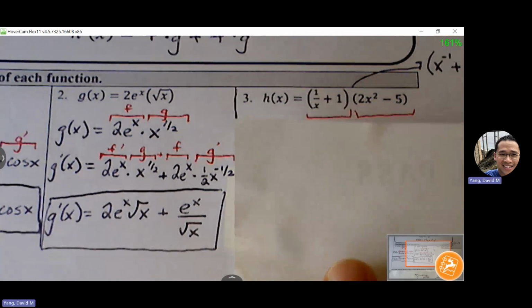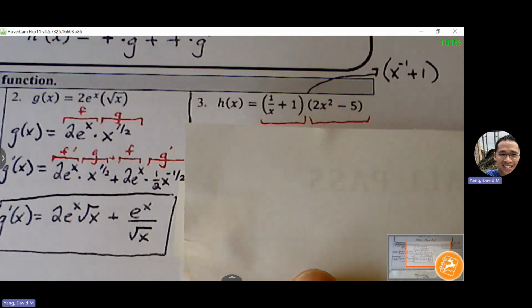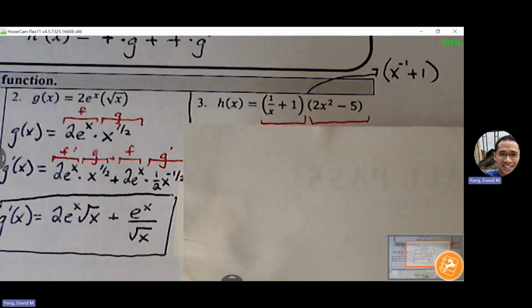But we do need to get that first term ready for power rule by bringing that x up to the top.